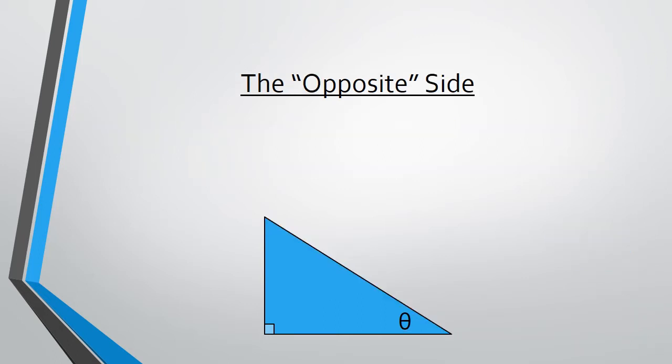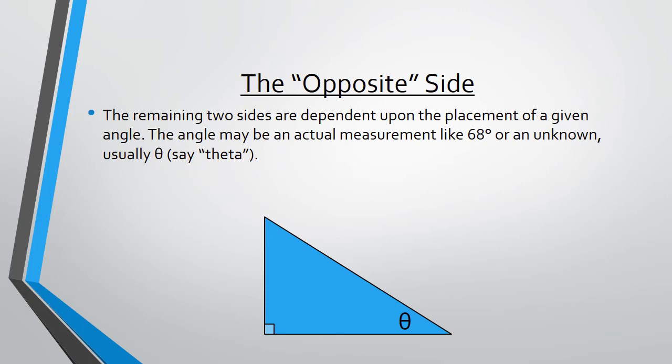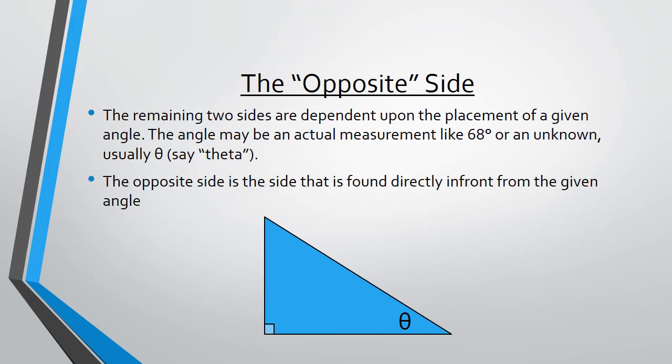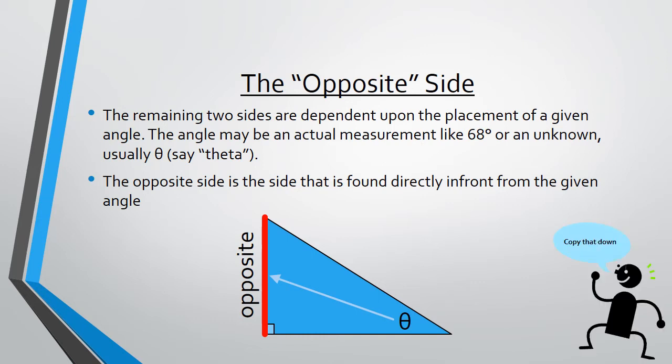The opposite side. The remaining two sides are dependent upon the placement of a given angle. The angle may be an actual measurement, like 68 degrees, or an unknown. Usually we use theta, which looks like that. The opposite side is a side bound directly in front from the given angle. So there we can see our given angle, which is theta. Directly in front of that, we find a side, which we're going to call the opposite. Copy that down.